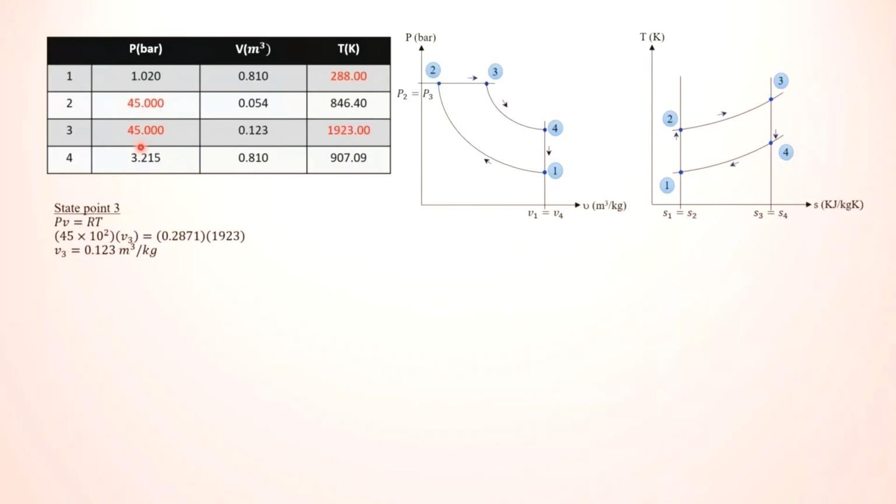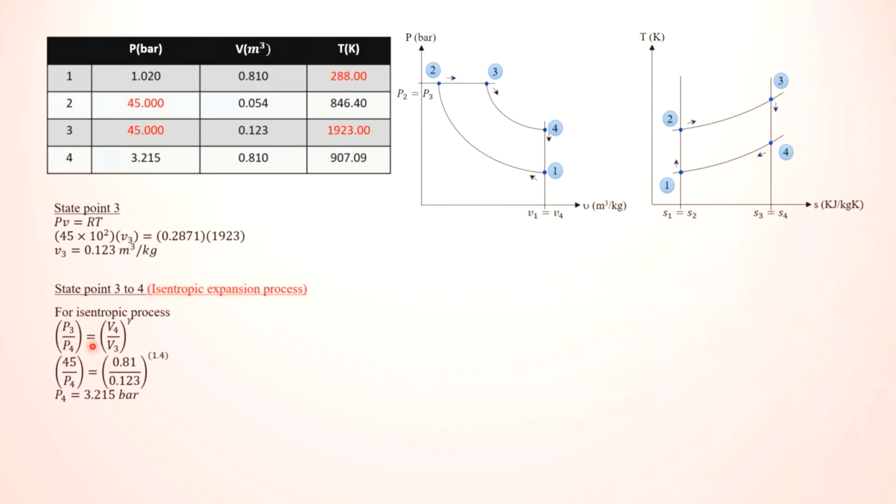From this, you can see this is still unknown, and this is still unknown. So you have two unknowns. When you refer to 3 to 4, which is isentropic, you can again use the isentropic or adiabatic relationship between pressure and volume if you want to find pressure, and between temperature and volume if you want to find the temperature. So this is what we have. Remember, gamma is 1.4, and the pressure ratio and the volume ratio should be inverse. Then you can find P4, which is 3.215 bar.